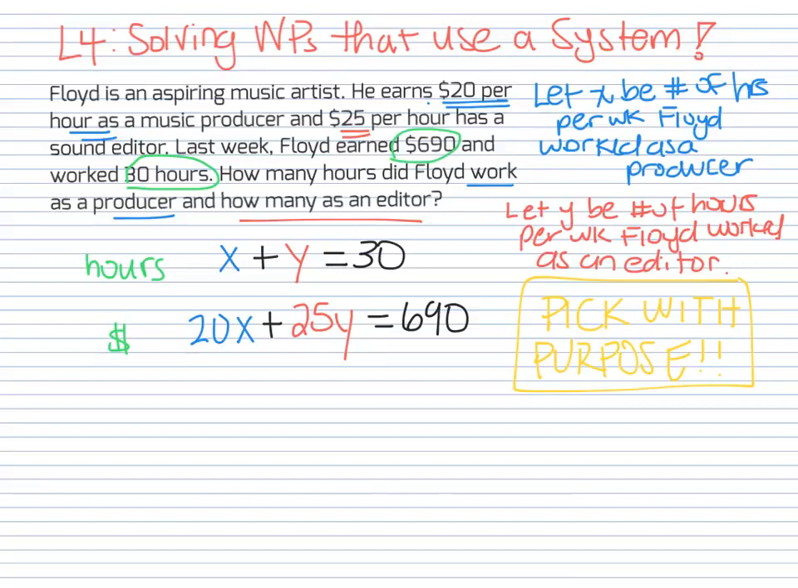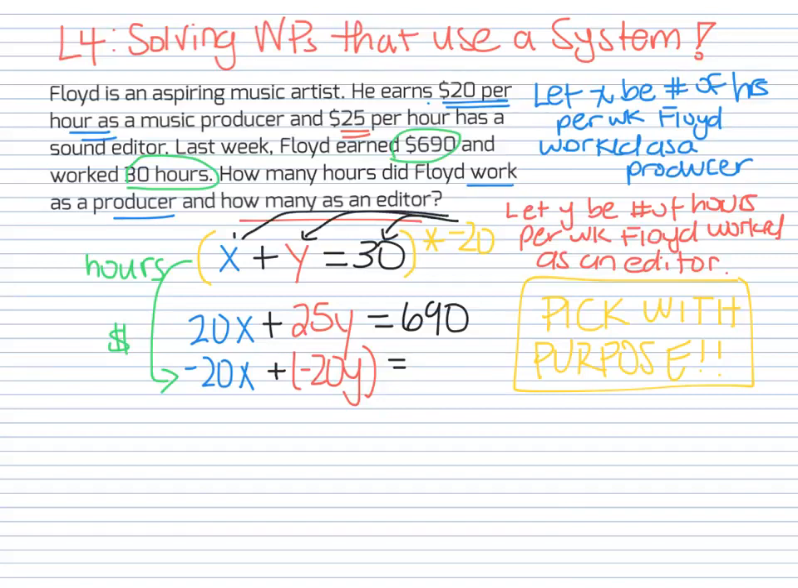I'm going to go ahead and use elimination, and I'm going to choose to eliminate the x's. Therefore, I'm going to multiply this top equation by negative 20. That's going to change my equation. Let's write it down here. And I'm going to have negative 20x plus a negative 20y equals, and don't forget, you also need to multiply this piece by negative 20 as well, a negative 600.